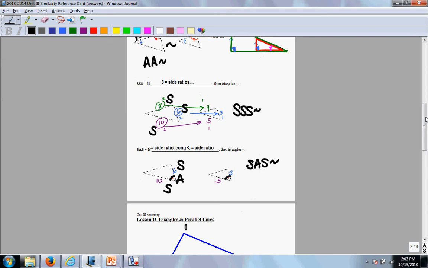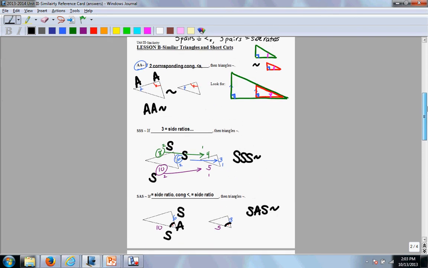So we have 3 shortcuts to similarity. Angle-angle similarity, side-side-side similarity, where you have 3 equal side ratios, and side-angle-side similarity, where you have a pair of side ratios equal, a pair of congruent angles, and another pair of side ratios equal. Keep this handy as you flip over to the teacher example.